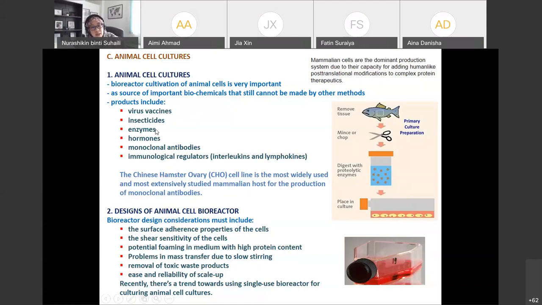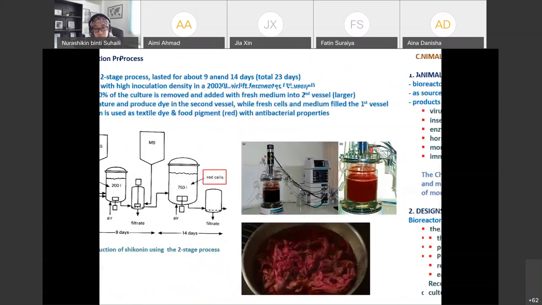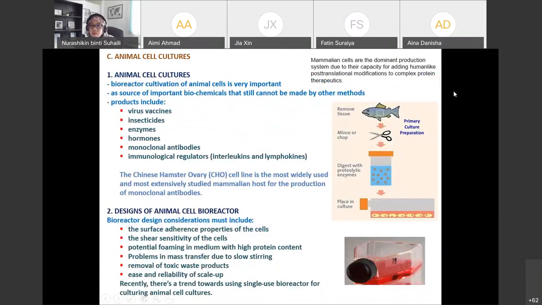For examples of animal cell cultures, the common one is Chinese hamster ovary. So hamster, the mouse-like one. They take the cell line and use it as the mammalian host for producing, normally, monoclonal antibodies. So that is in general why animal cell cultures are preferred over microorganisms, because they have all these post-translational modification mechanisms in order to prepare complex proteins.